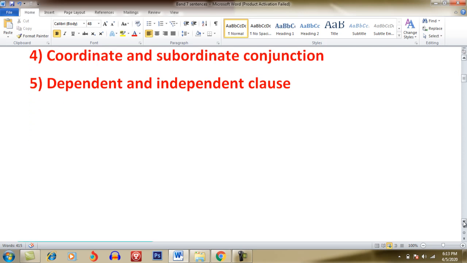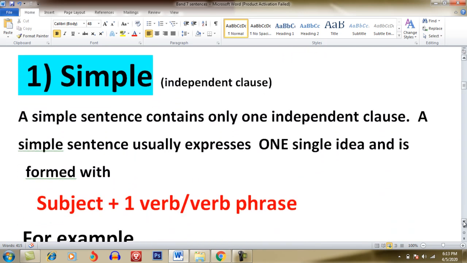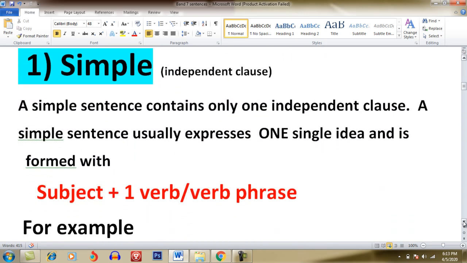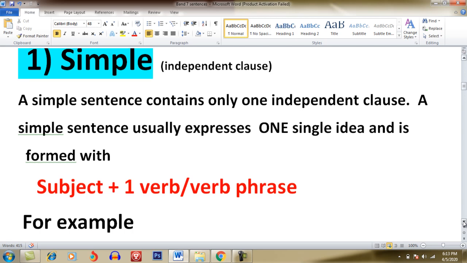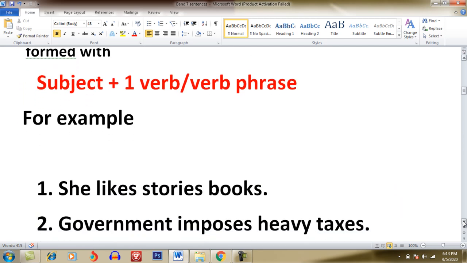First, we will go through the simple sentence. A simple sentence contains only one independent clause. A simple sentence usually expresses one single idea and is formed with subject plus verb or verb phrase. Keep in mind, a simple sentence is known as an independent clause. What is an independent clause? We'll discuss that later in this video. Don't worry about it. Focus on the examples of simple sentences.